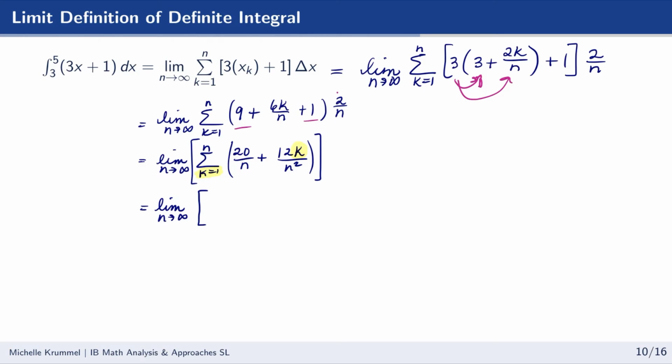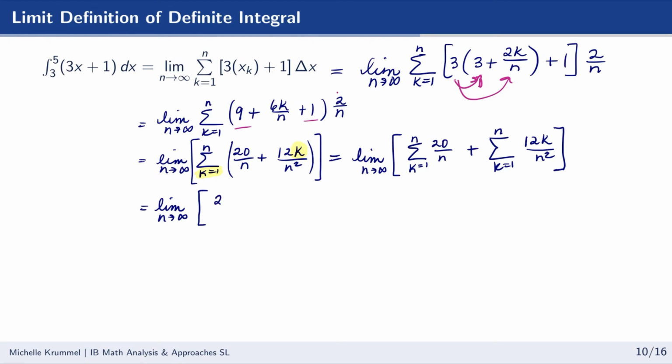I'm also going to use my sum and difference property. Let me go ahead and do an extra step here. This was property number 3, where we can separate this into two summations. So we have the sum from k equals 1 to n of 20 over n plus the sum from k equals 1 to n of 12k over n squared. Okay, so I used property number 3 to separate that into two different summations. And then the 20 over n in the first summation is a constant multiple. I'm factoring that out.